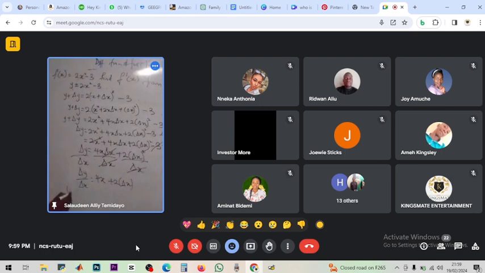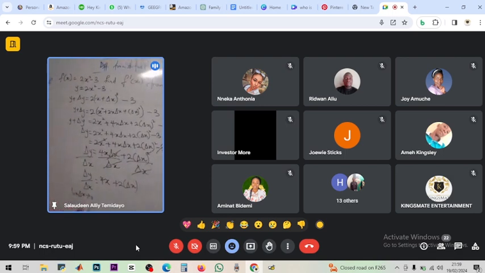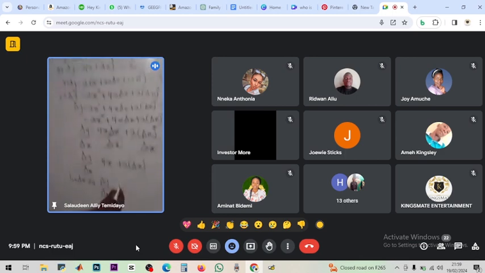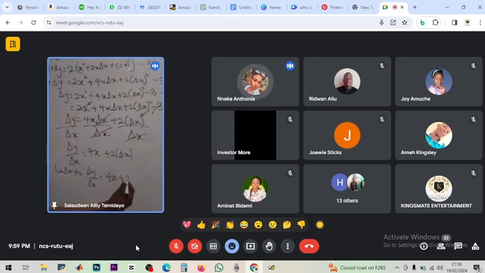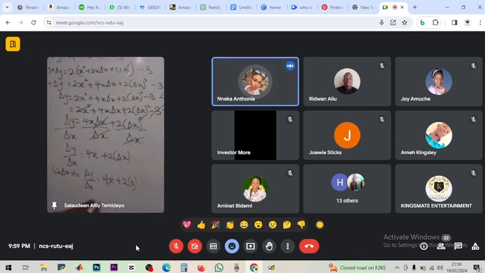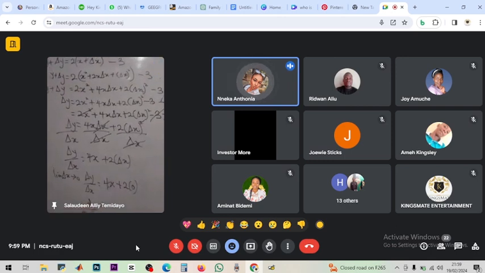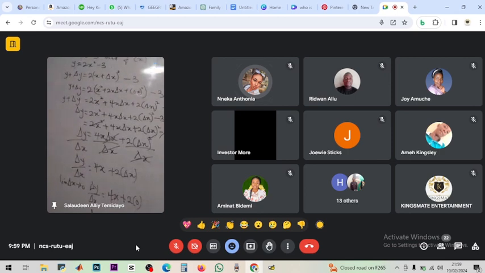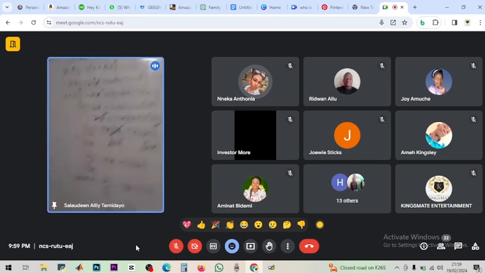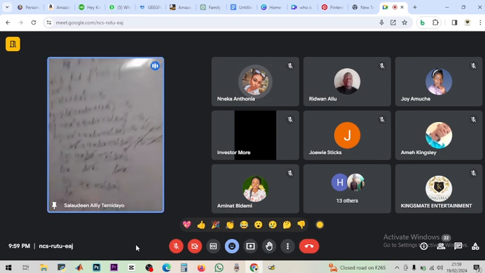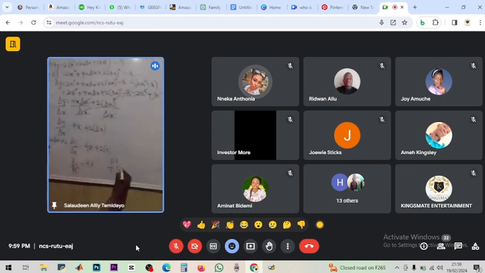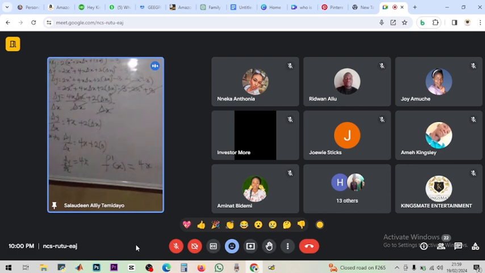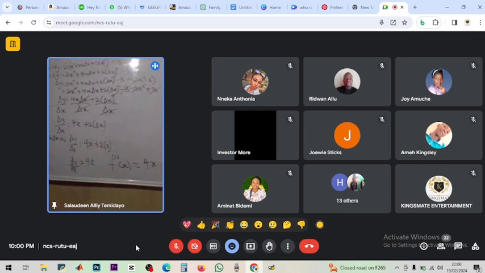Now take the limit as dx goes to 0. Then dy/dx is going to be 4x, plus 2 times 0. That is the derivative of f of x. So I will now write it as f prime of x equals 4x. So f prime of x means dy/dx.